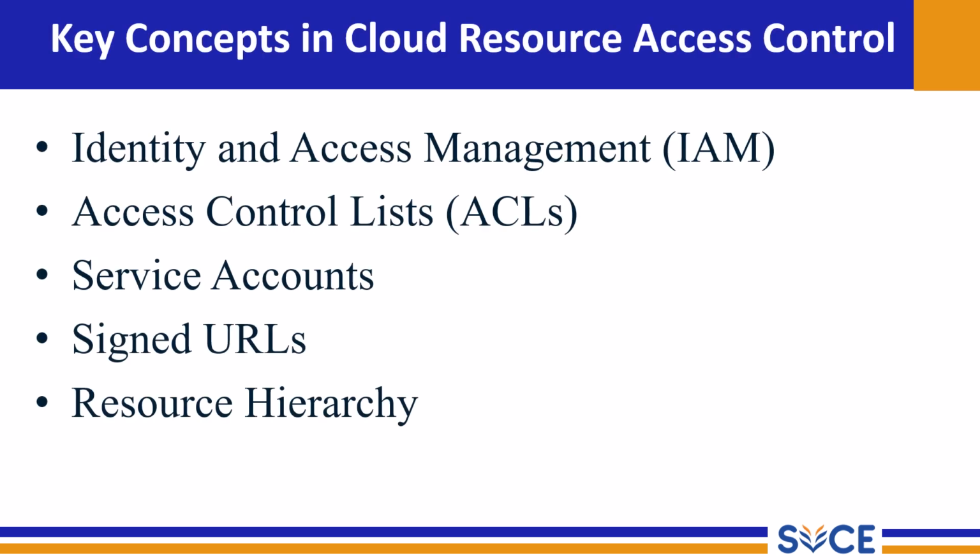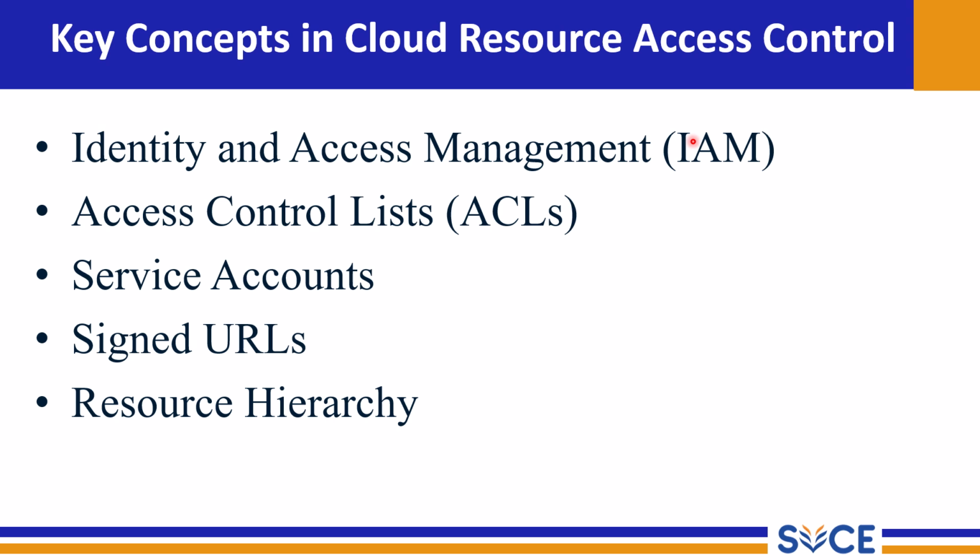Next we will discuss key concepts in cloud resource access control. The first key concept is identity and access management. IAM is a core concept in cloud access control, providing a centralized platform for managing user identities, roles, and permissions. Roles define the level of access a user or a group has to specific resources, and policies are the rules that define who can access what resources and under what conditions.